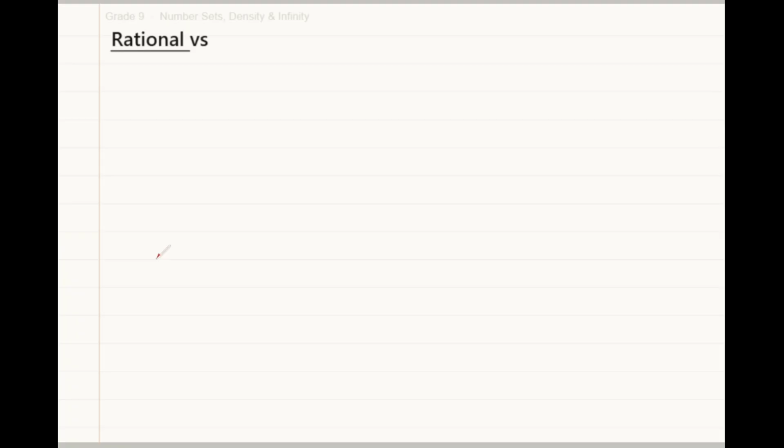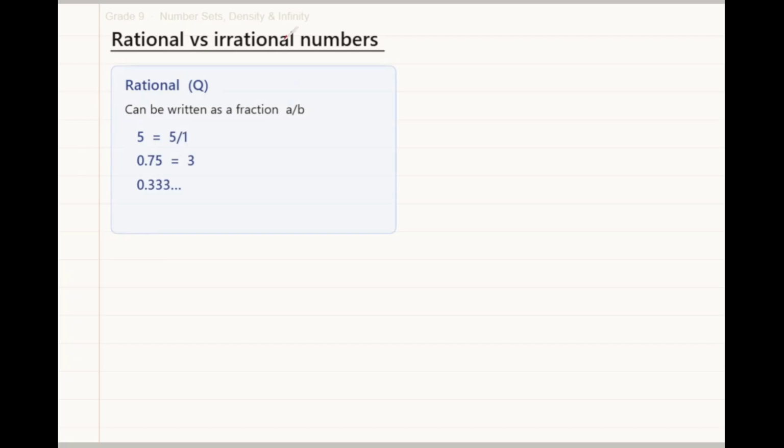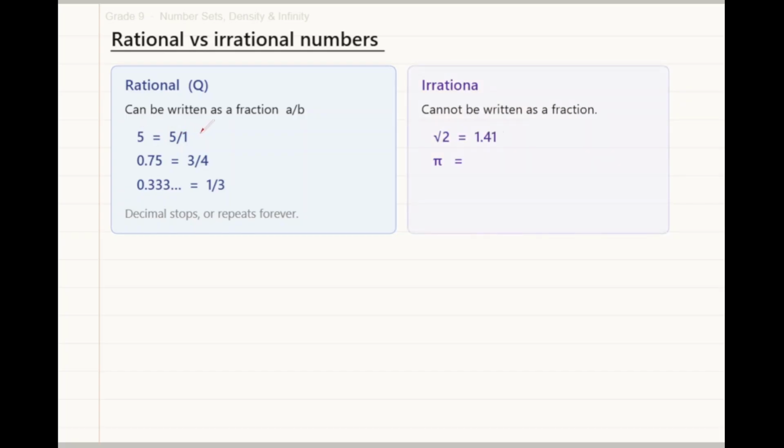All right, let's talk about rational and irrational numbers now. So what is a rational number? A rational number is a number which can be written as a fraction. For example, here you can write 5 as 5 by 1, 0.75 as 3 by 4, 0.33 as 1 by 3. Also, you notice here that in the case of a rational number, either the decimal stops or the decimal keeps on repeating. Because here 1 by 3, if you change it into a decimal, the 3 will keep on repeating.